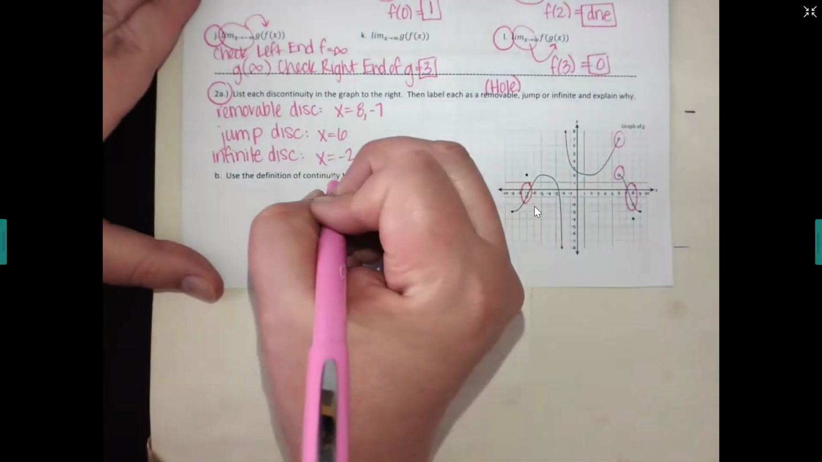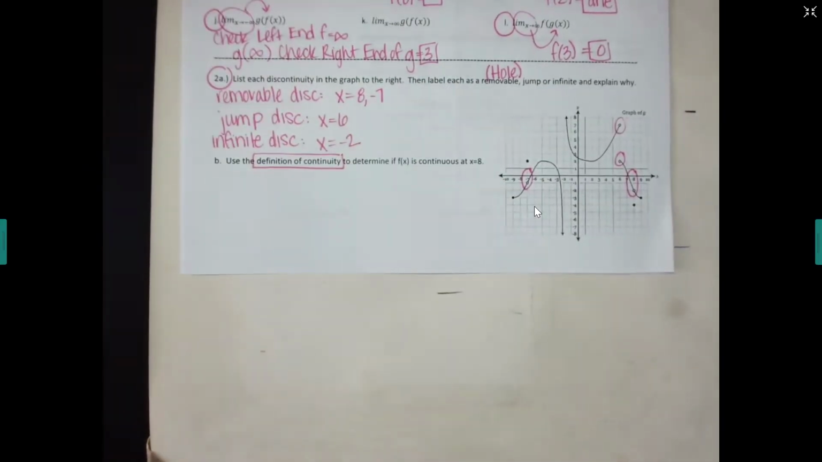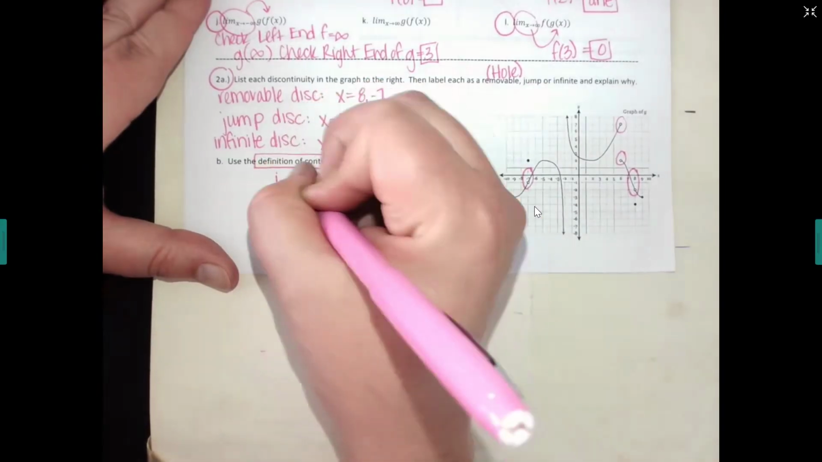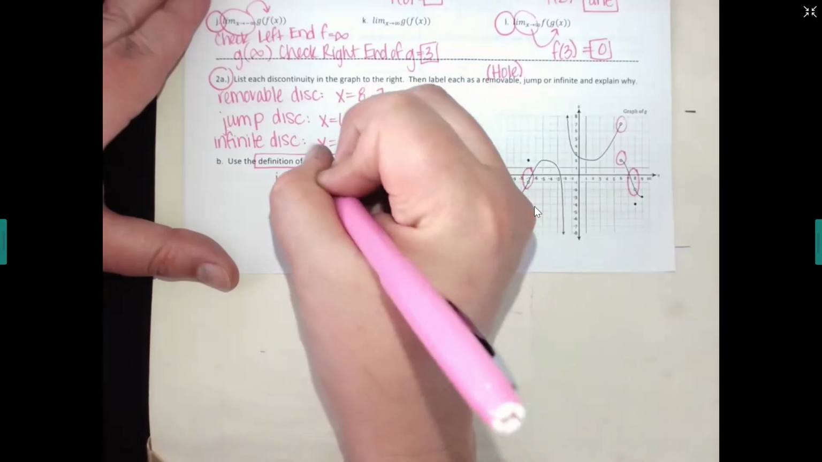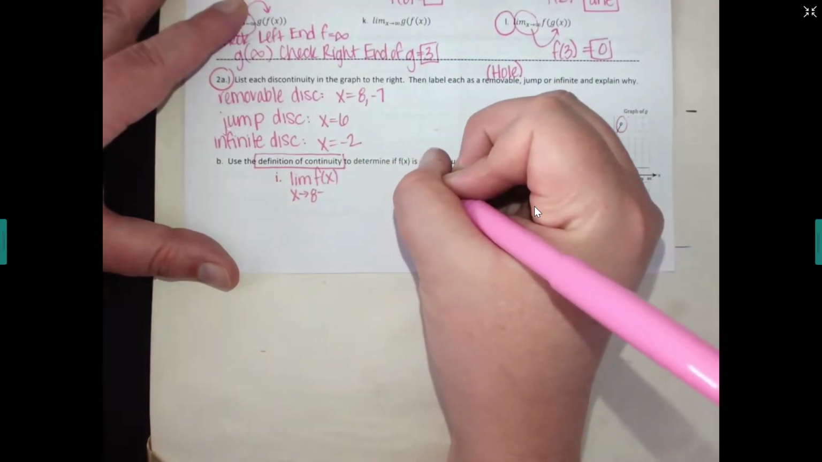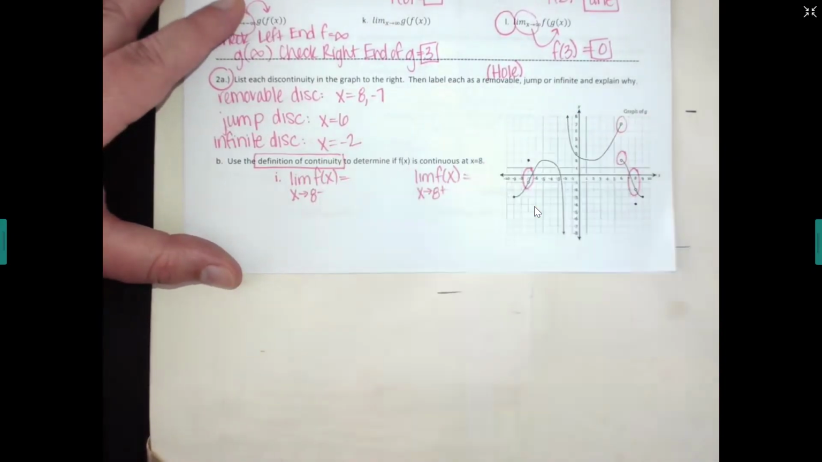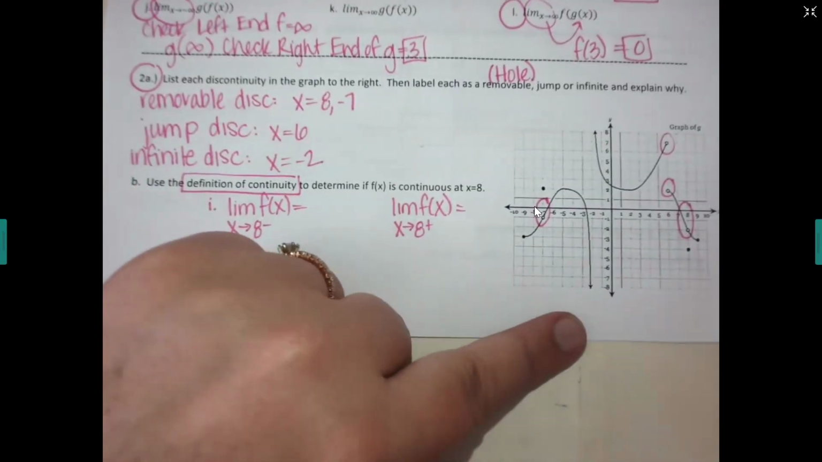You will get a cheat sheet with the definition of continuity on it. But remember, it's 3 parts. This is the only thing that was not on your quiz, but that is on your test. So let's review what those parts are. Step number 1 is that your limits from the left and right have to equal the same thing. So I'm going to put limit from the left and limit from the right. Now we're approaching 8, so I'm going to draw my little line in here at 8.